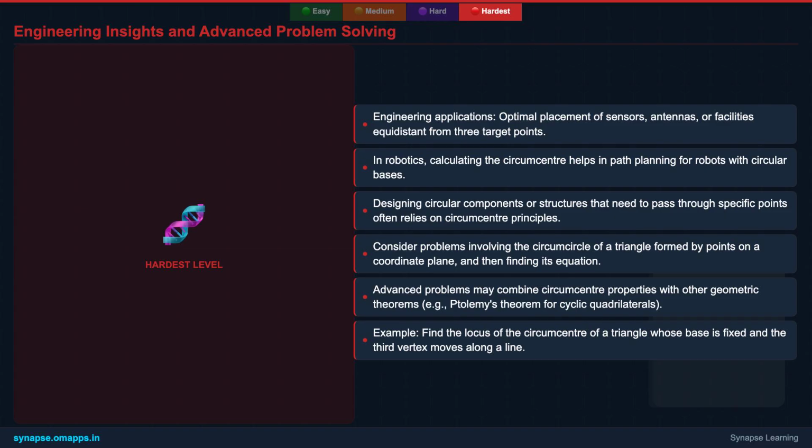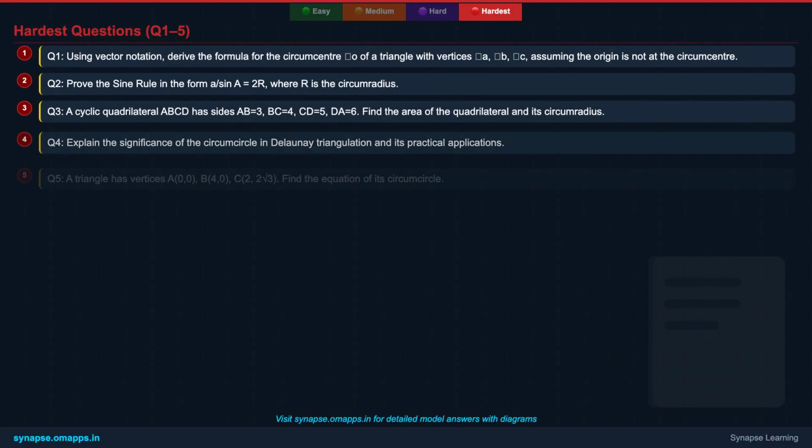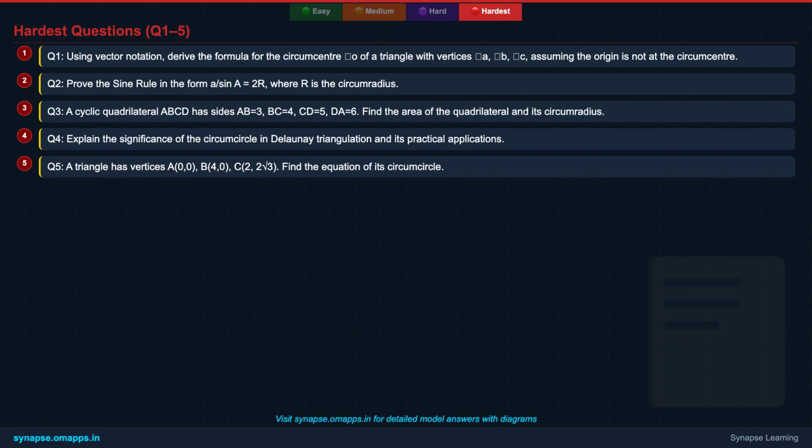points. Advanced problems might involve finding the locus of a circumcenter when one or more vertices of a triangle are moving, pushing the boundaries of your geometric reasoning and analytical skills. Here are the first 5 challenging questions for our hardest level.